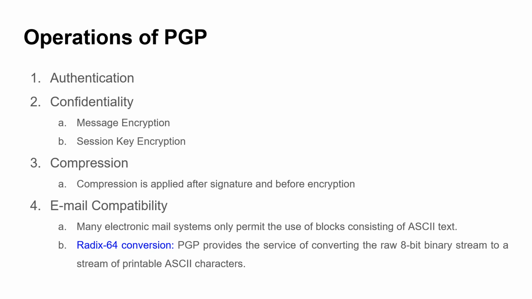And the third one is compression. Since email supports a variety of data like videos, audios, and images, it may be of large size. To reduce the size, we use compression. Then email compatibility: many electronic email systems only permit blocks consisting of ASCII text. Here we use radix 64 conversion, where PGP provides the service of converting the raw 8-bit binary stream to a stream of printable ASCII characters.